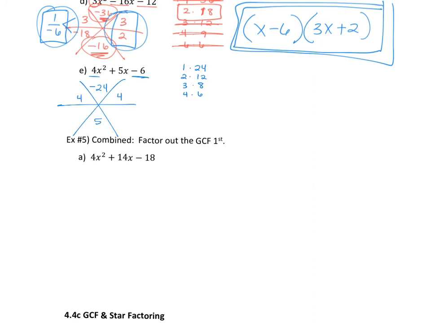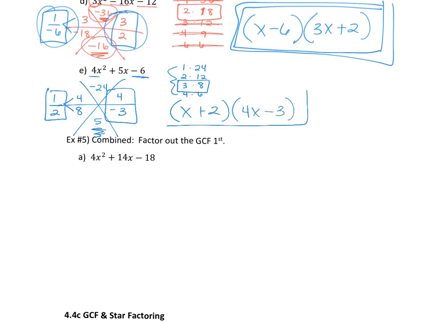So I'm looking for what combination of these will get me a positive 5. Well, if you look here, a positive 8 and a negative 3 added together gets me 5. Okay, so I'm going to reduce this to 1 over 2. I'm going to use this with this. So this is going to be x plus 2 and 4x minus 3. Okay. All right. Last one puts it all together.